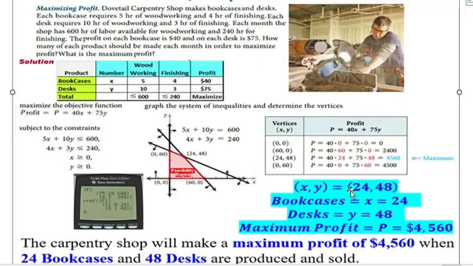So that means you have x, y. X is bookcases, y is desks, is 24, 48. So when you make 24 bookcases and 48 desks, then your maximum profit is going to be 4560. That is, the carpenter shop will make a maximum profit of 4560 when 24 bookcases and 48 desks are produced and sold.